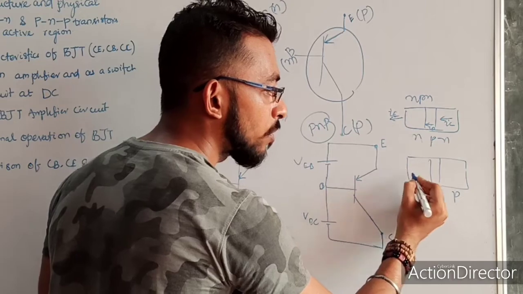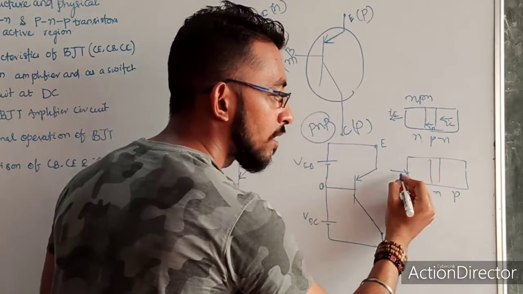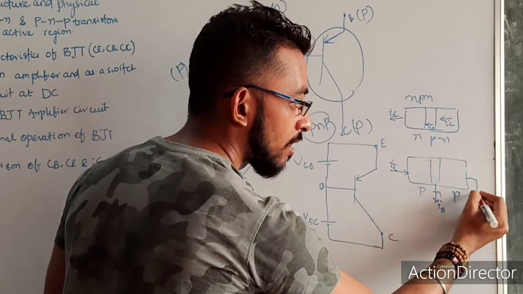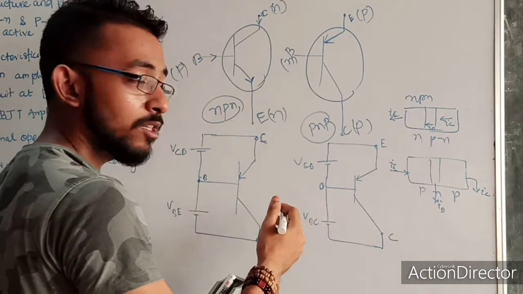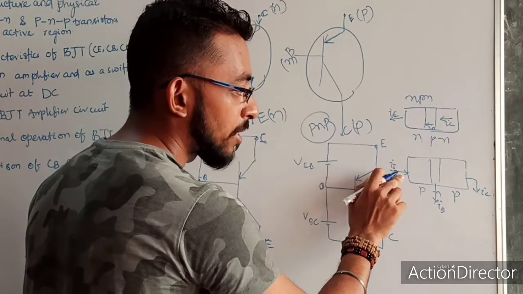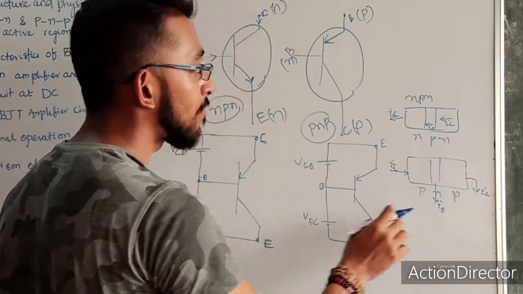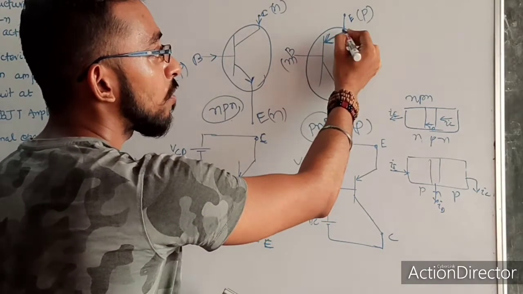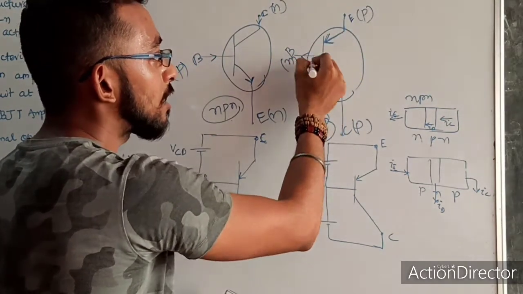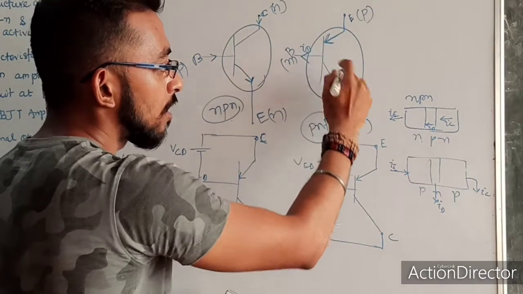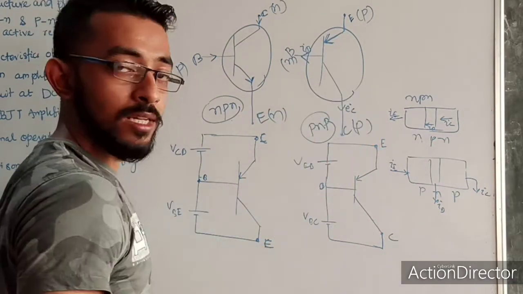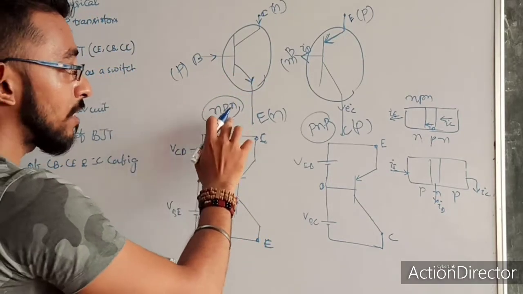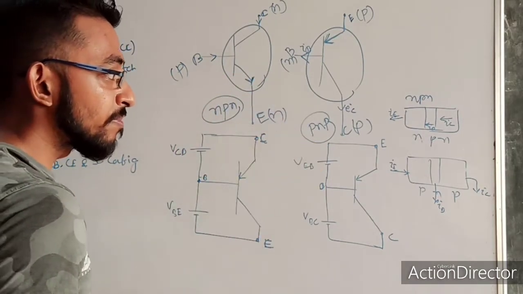Now in our PNP we know our current flow in this direction. This is the emitter current, this is the base current, this is the collector current, as we have seen some time before. So our emitter current will divide into two parts, IC and IB. Here the arrowhead shows the direction of emitter current, that is divided into two parts, one is IB and one is the collector current IC. Okay, so the convention is clear how NPN and PNP are represented.